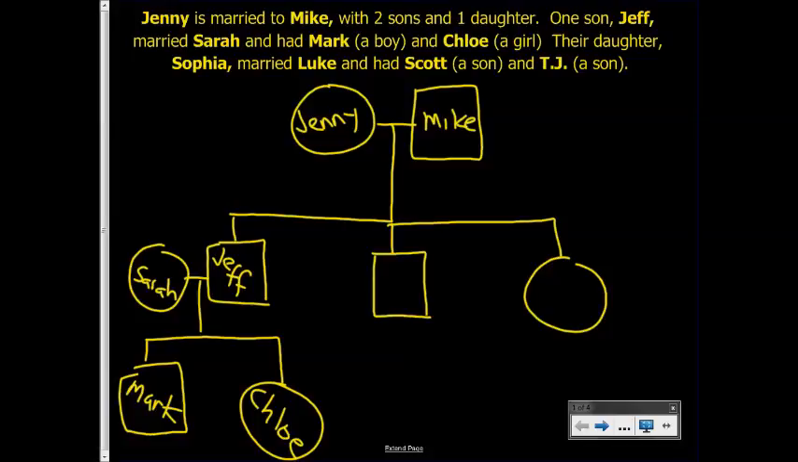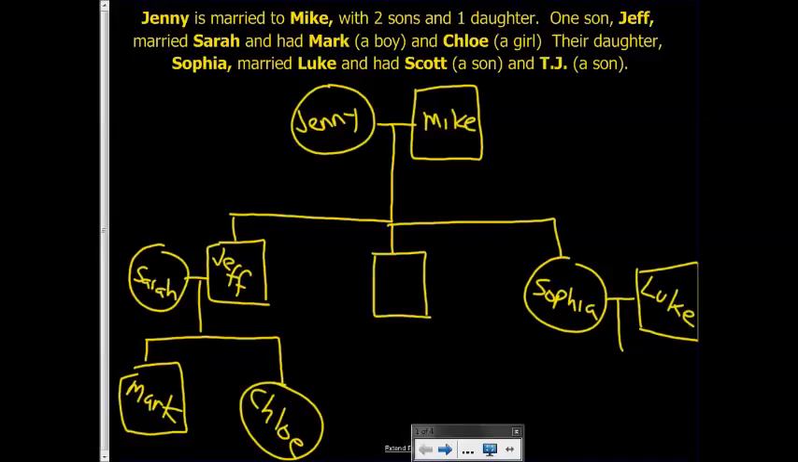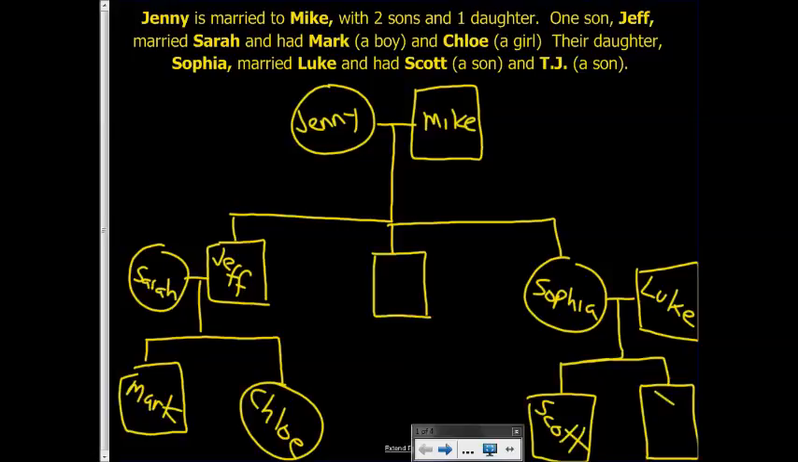The other daughter, their daughter, Sophia, married Luke, and together they had 2 children, both sons, one named Scott, and the other one named TJ.